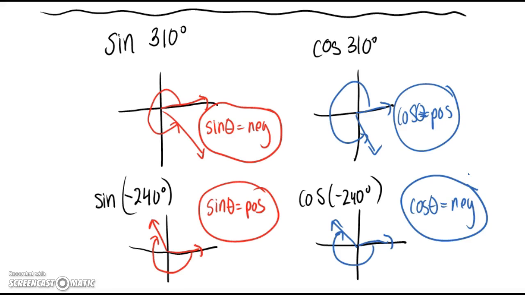If it's located on the top half of your graph, sine is positive. If it's located on the bottom half, sine is negative. If it's located on the right side, cosine is positive. If it's located on the left side, cosine is negative. Think about associating sine with the y-coordinate and cosine with the x-coordinate. This was standard 1.11, determining the sign, S-I-G-N, of sine and cosine in each quadrant.